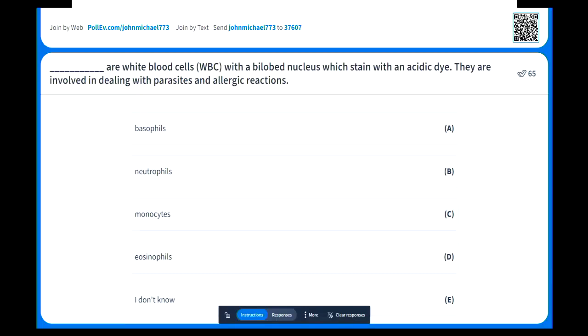Okay, and here's the next question. Blank are white blood cells which are bilobed, which stain with an acidic dye, and they are involved in dealing with parasites and allergic reactions. So this is a question testing you on whether you can identify these 5 types of white blood cells based on the given description, and if you can at least mention 1 or 2 of their functions. You can again turn to your neighbors or your TAs and answer this question.